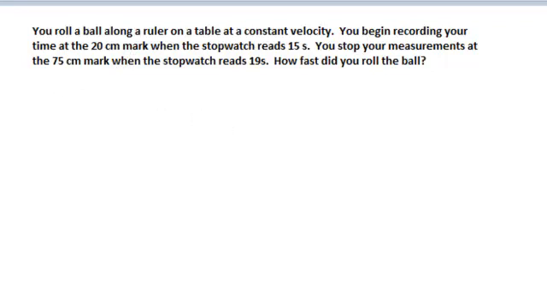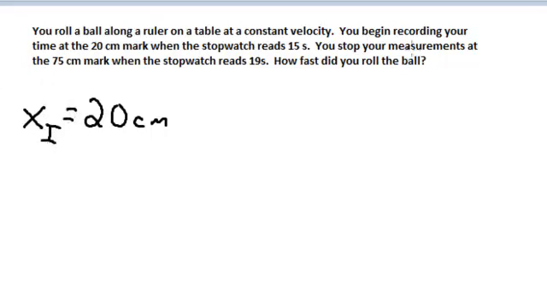We have the 20 centimeter mark. Now if you read this, you'll say you begin your recordings, your time, at the 20 centimeter mark. That's a position that tells us where the object is. Furthermore, that's the first position we talk about. Position is indicated by an x. It's the first one, so we're going to say this is the initial position.